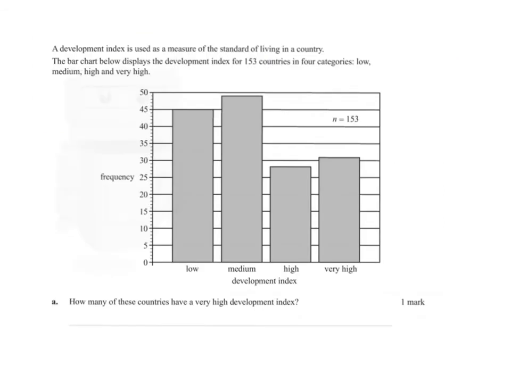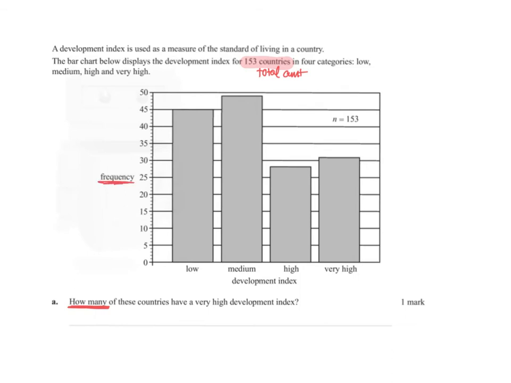All right, so here's an exam question. The development index is used to measure the standard of living in countries. The bar chart displays the development index for 150 countries. Once again, they often give us a total amount up here. In the 4 categories, low, medium, high, and very high, how many? So be careful, we want a number.